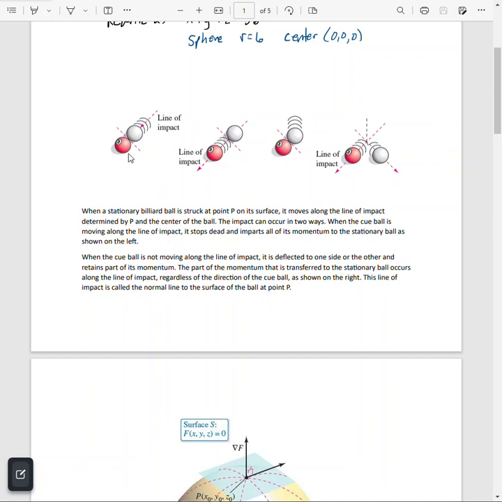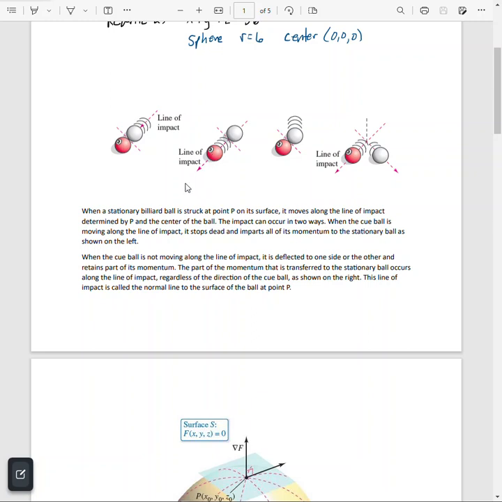When it's stationary, the three ball here is going to be our stationary ball. It is struck at a point P on its surface. It moves along the line of impact determined by P and the center of the ball. So it depends on where we hit it, and it depends on the center. The impact can occur in two ways. When the cue ball is moving along the line of impact, it stops dead and imparts all of its momentum to the stationary ball, as shown over here on the left. So as the cue ball strikes the three ball, the cue ball stops, and the three ball continues in the line of impact.